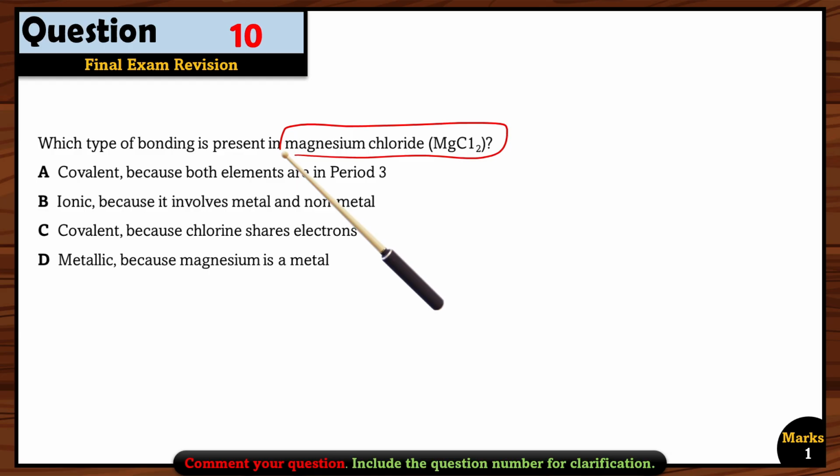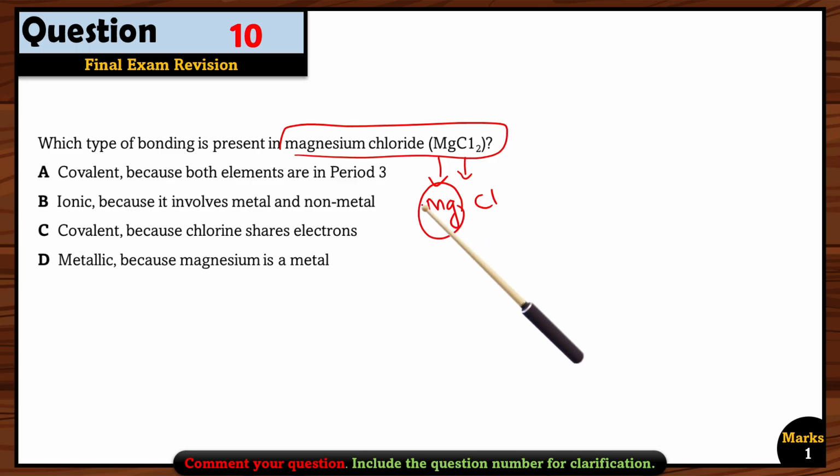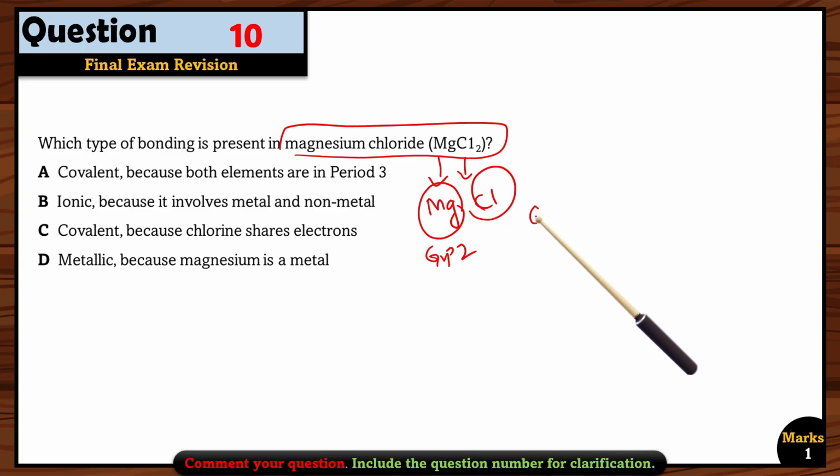So to solve this trick, you have to first look at the elements that are present in that compound. If you see, we have only two types of elements present. One is magnesium and the other one is chlorine. And the periodic table will be given to you in the exam at the end of the paper. So you can see there that in the periodic table, magnesium belongs to group 2. So it means it is a metal, whereas chlorine belongs to group 7 and it is a non-metal.